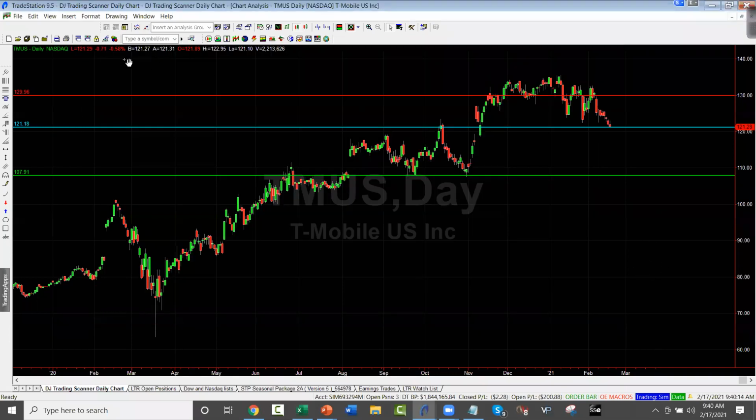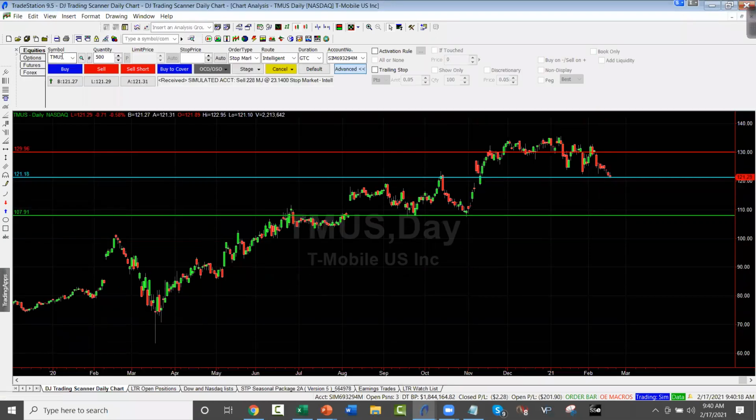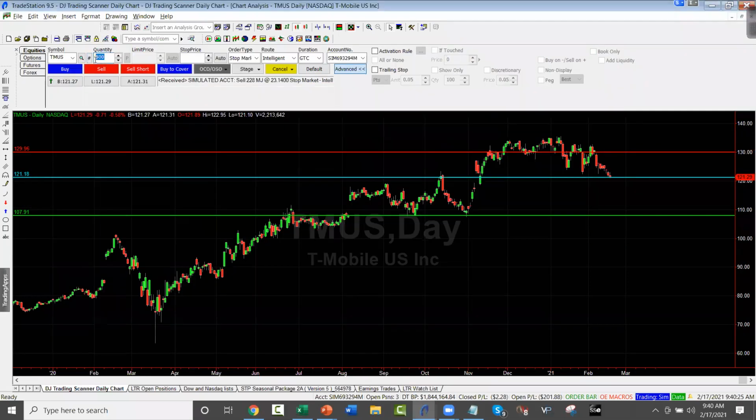So let's short this thing. Here's my order bar, and now it's T-Mobile, and we said it's 56 shares. We're going to short 56 shares. We're going to do a limit order. Our limit price, now we're going to use the ask, because we're on the other side of it. So we're going to use 121.30. It's really tight: 121.27, 121.30. Let's just come one penny inside and try to get filled, 121.29.